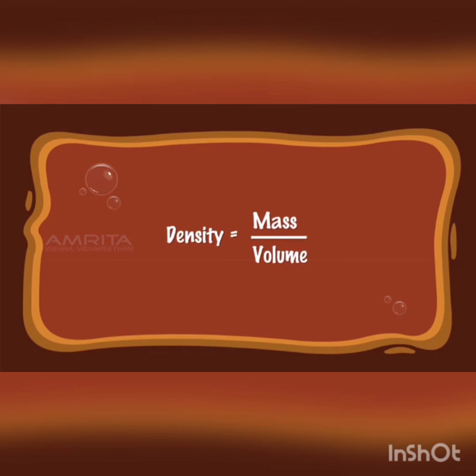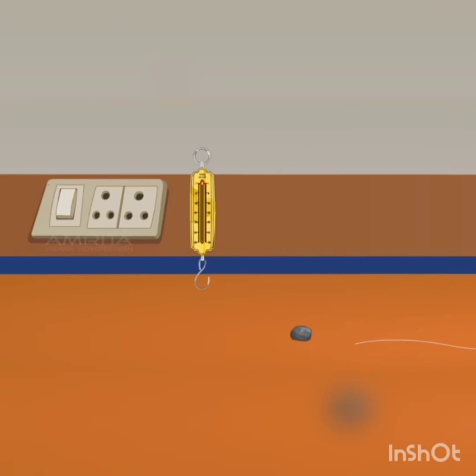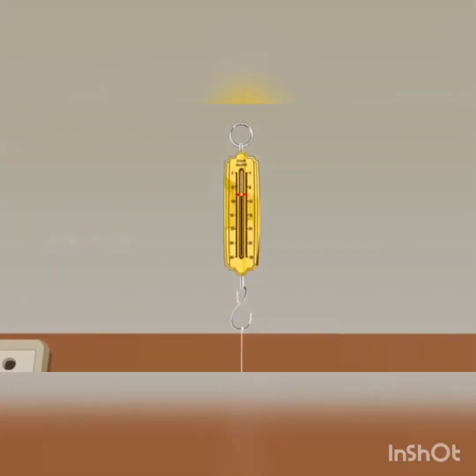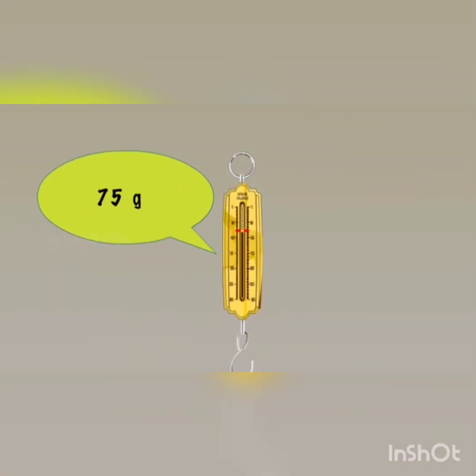The density of a substance can be determined using the formula density equals mass by volume. Using a spring balance, a stone and a piece of twine, tie the stone using the twine. Now weigh the stone using the spring balance by looping the free end of the twine to the spring balance and suspending it vertically. The mass of the stone is 75 grams.